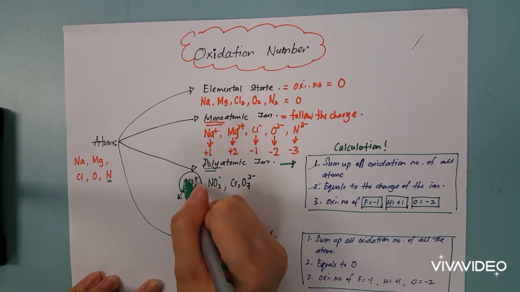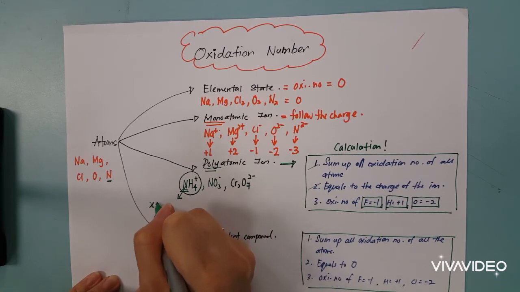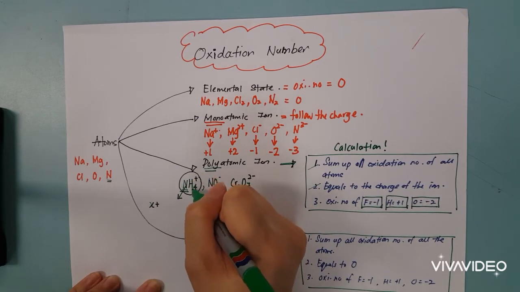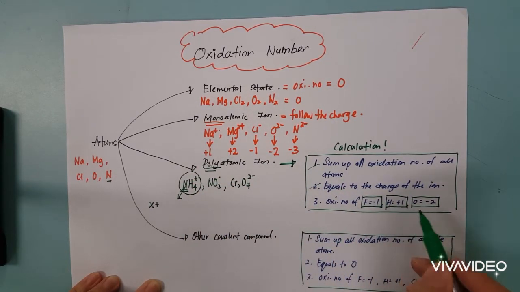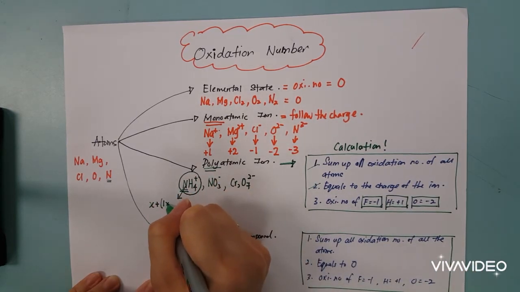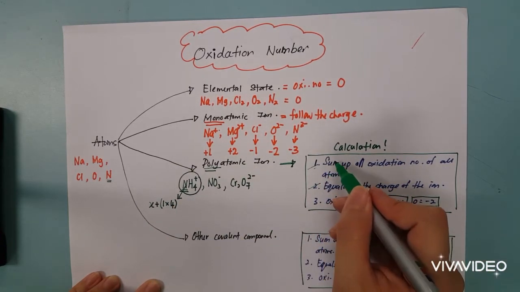Since I do not know what's the oxidation number of N and I need to find it out, I'll just put an X to represent. Next, I need to sum up all other oxidation numbers. So hydrogen, according to rule number 3, has an oxidation number of +1. And in this polyatomic ion, I have 4 hydrogen inside. So now I sum up already.